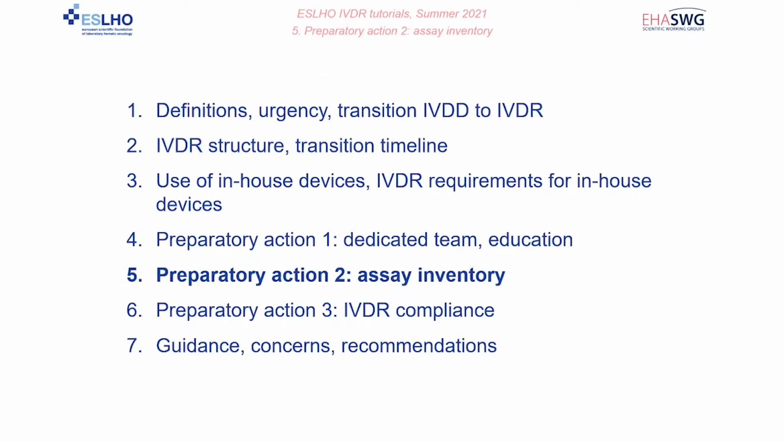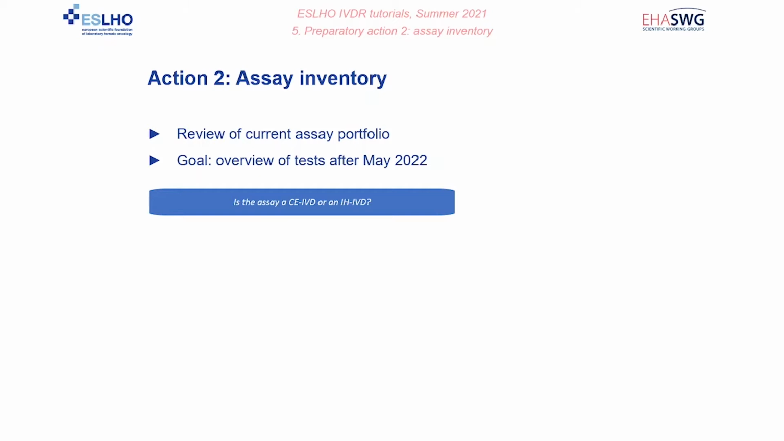5. Preparatory Action 2. Assay inventory. The second action to prepare for the IVDR is to make an inventory, with the goal to obtain an overview of the tests that you will be running after the date of application, so after May 2022. This will help you with planning the coming year and with defining the device-specific actions that will need to be taken. The best way to do this is by reviewing your current assay portfolio.